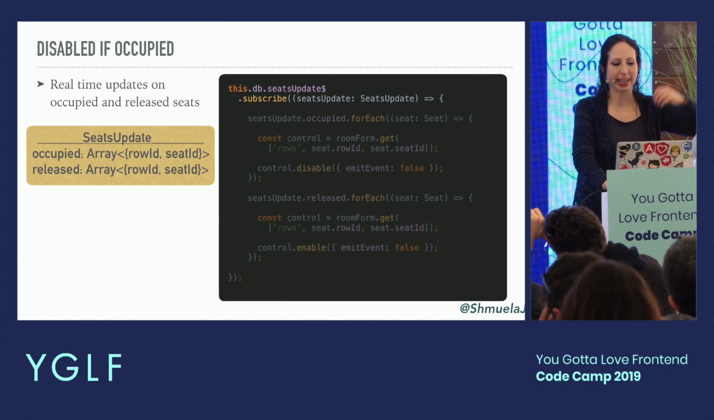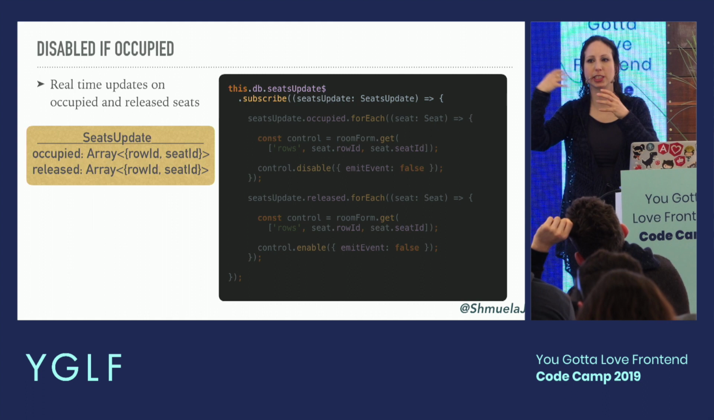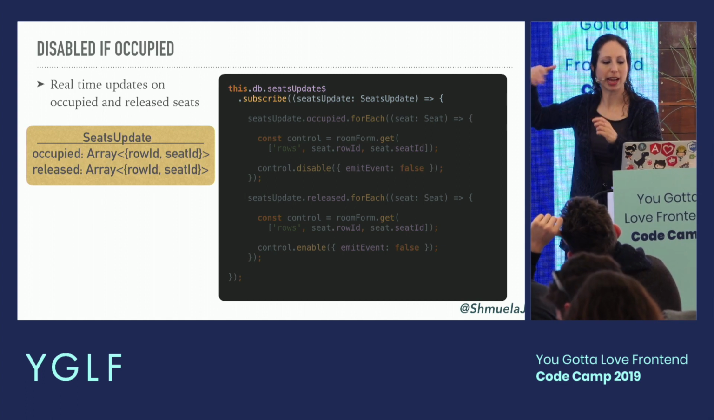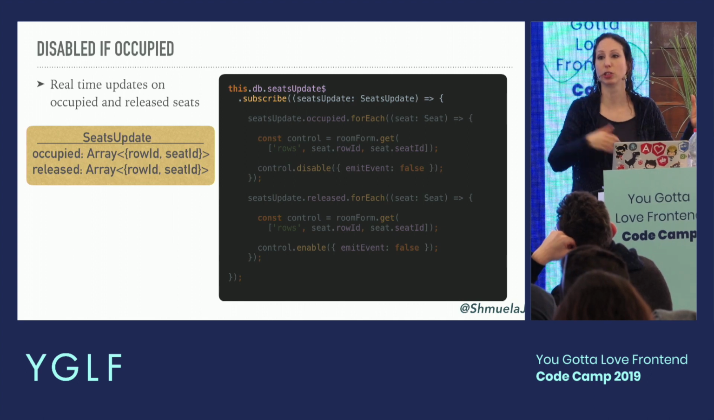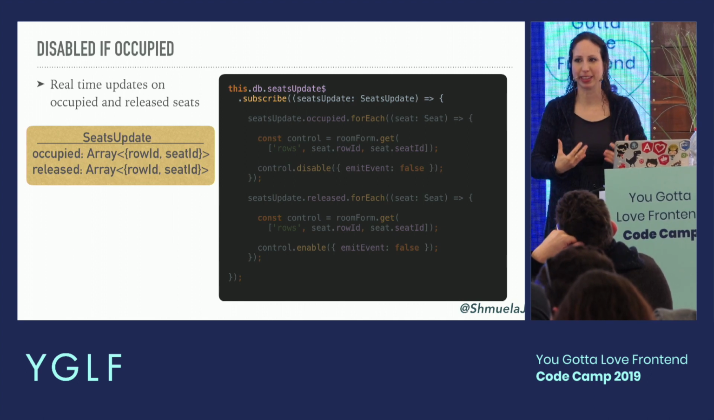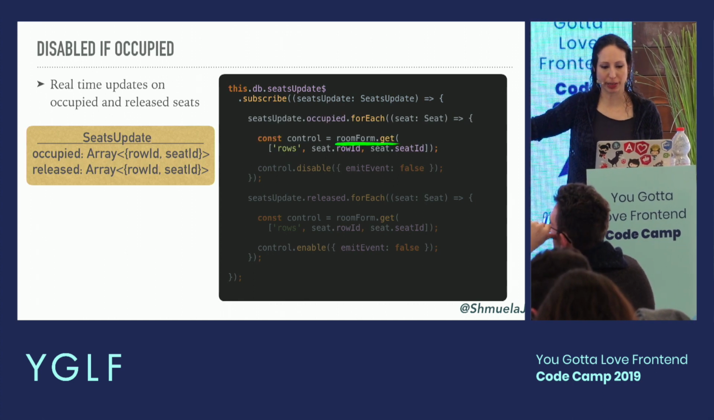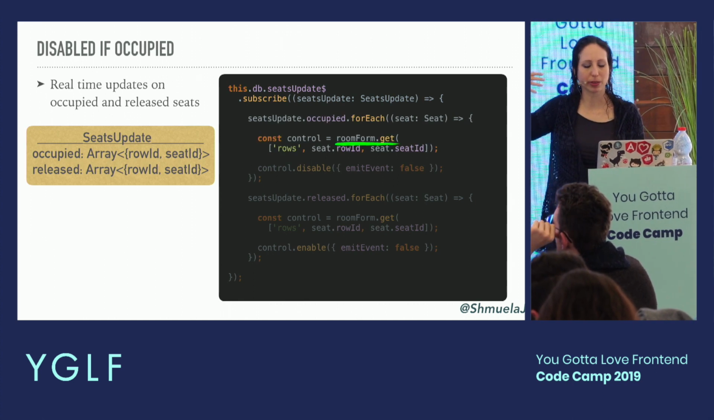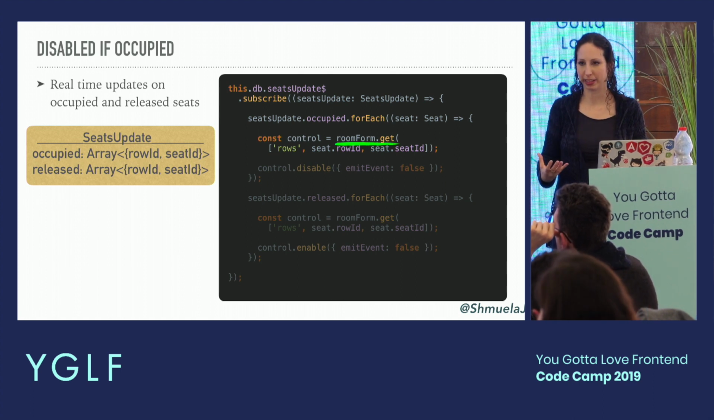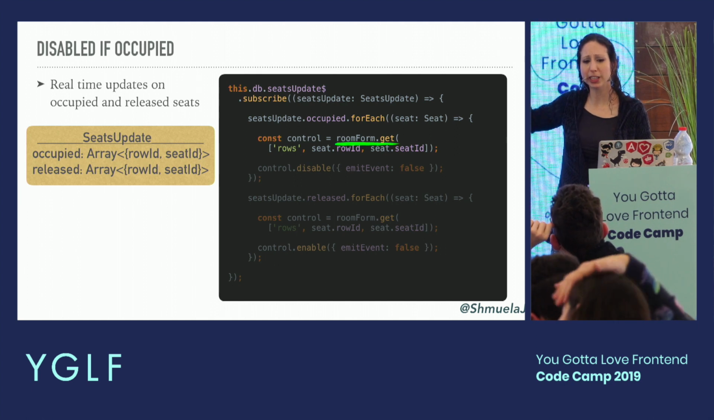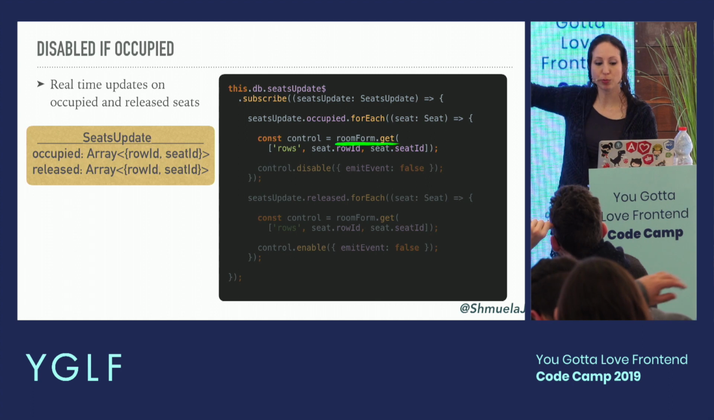So whenever I get data, the data that I get is about occupied seats, which is an array of the seats that have a row ID and seat ID, and also the seats that are released, because we need to enable them again. Okay, so I'm subscribing to this stream, and from the event that I get, I take the occupied array, and for each of those, I'm going to the room form.